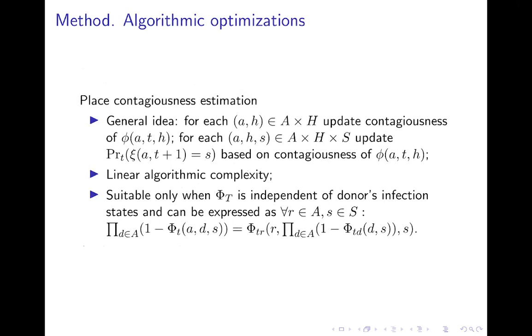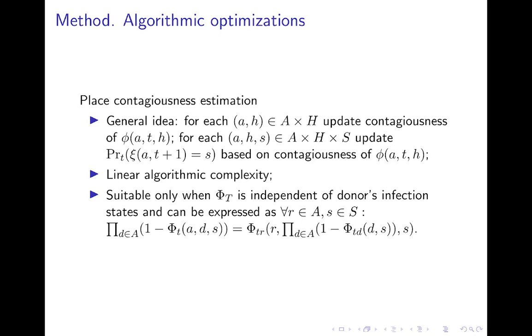We propose two major ways to algorithmically optimize the computation of this distribution. First one is to estimate the contagiousness of each place. In essence, contagiousness is the measure of how likely an agent becomes infected in this place. In this case, the simulation algorithm has two steps.